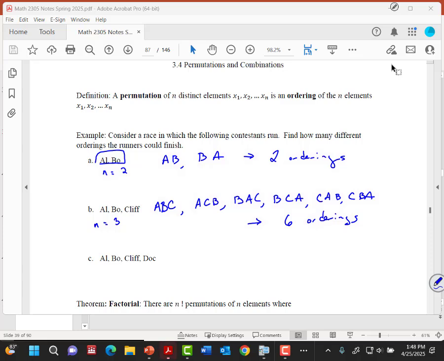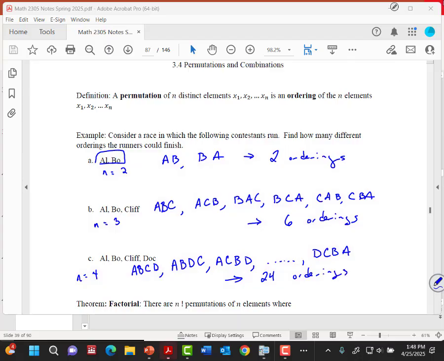What if I had 4 runners, Al, Bo, Cliff, and Doc? So in this case, n equals 4, and so I could have A, then B, then C, then D. I could have A, then B, then D, then C. I could have A, then C, then B, then D, etc., all the way out to D, C, B, A. And I'm not going to list them all out in their entirety. I'm simply going to tell you that there are 24 orderings.